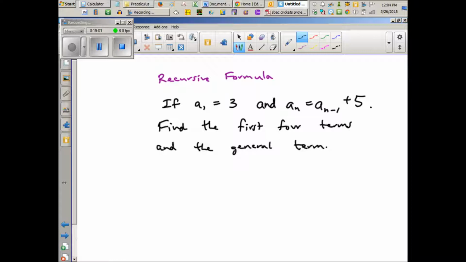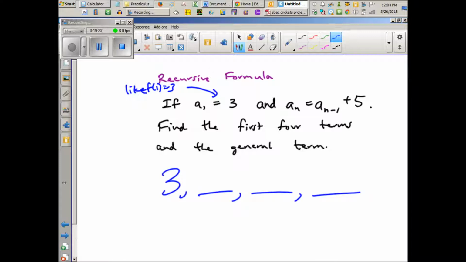Okay, so here's what you have to understand. When I say A1 equals 3, what does that mean? I'm giving you the first number in the series, okay? So when you see this, you need to think, oh, that's kind of like f of 1 equals 3. The first value is 3. So I'm actually starting the sequence for you. I asked you for 4 terms, but you really only need to find 3 because I gave you the first one. Okay? So you need to know what a sub 1 means. It means the first term.